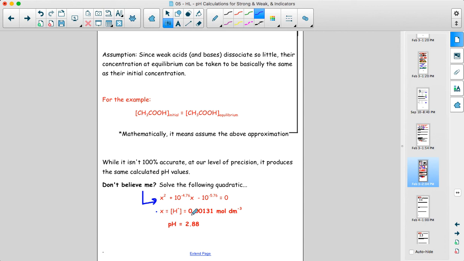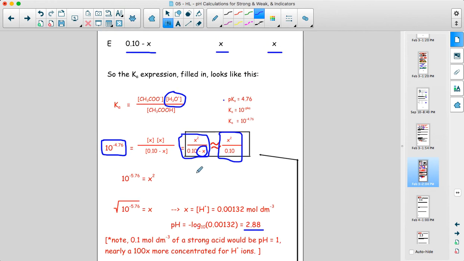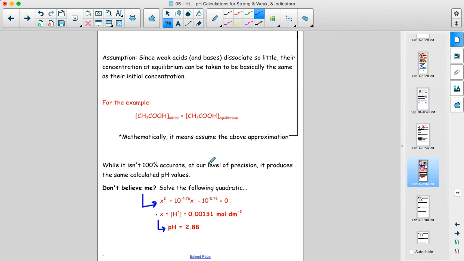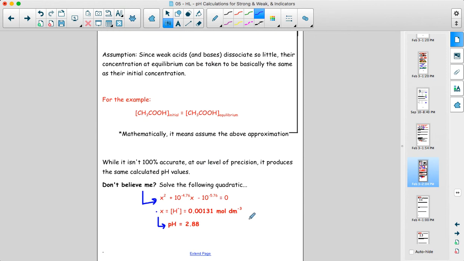And if I plug that into negative log base 10, I get a pH of 2.88. So is this assumption 100% accurate? No, but at the precision levels that we are dealing with, our number of significant figures, it will give us the same pH value every time.